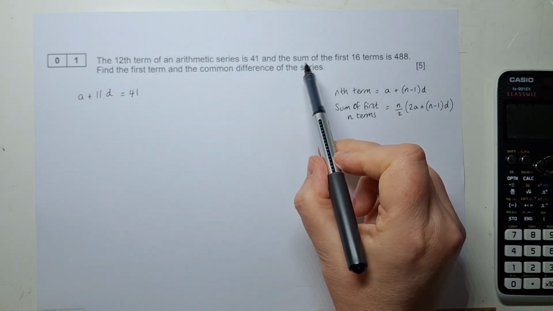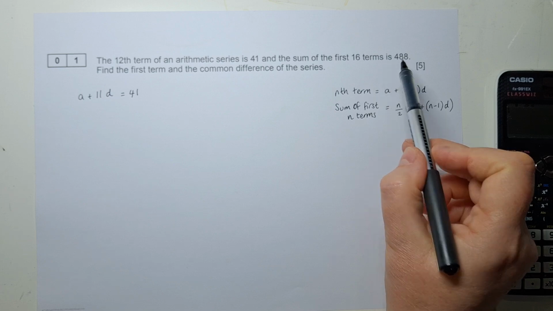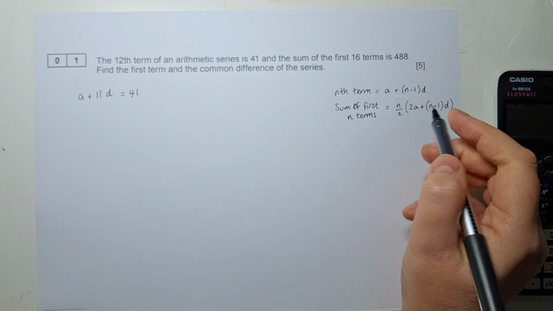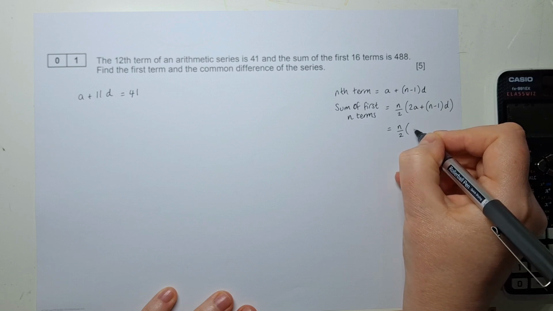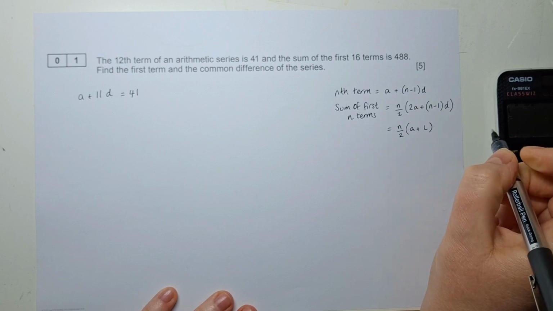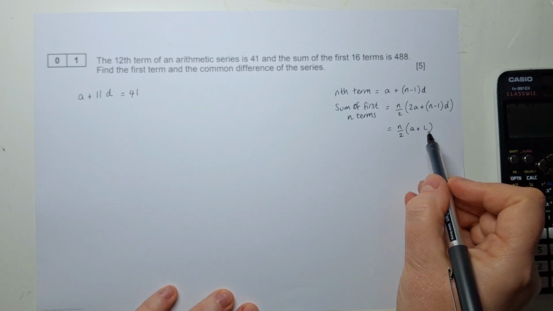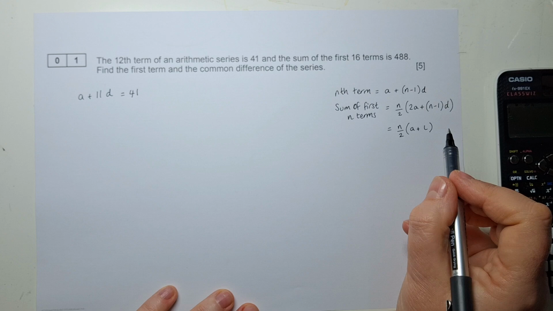If it talks about the sum of the first so many terms, then you can use the sum formula. There are two versions of it. You could also use n over 2 bracket a plus l, where l is the last term, but it's not very likely you're going to know the last term. It's more likely you're going to use the a and the d here.